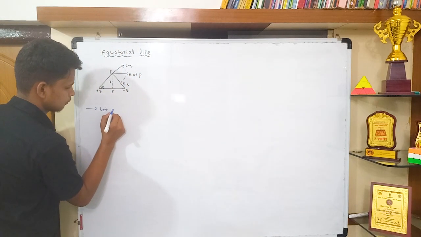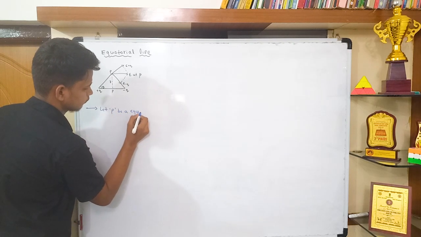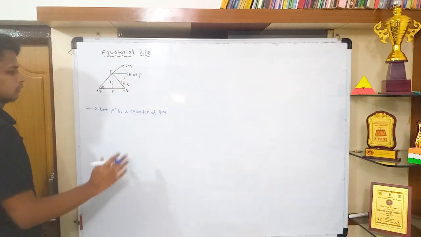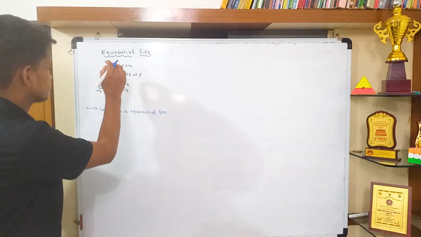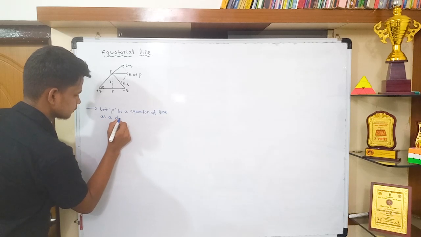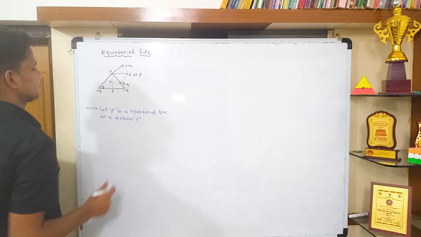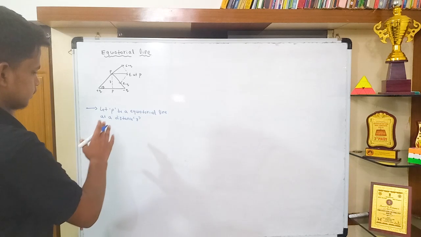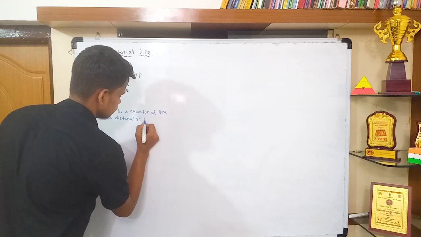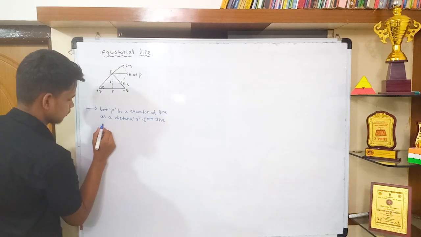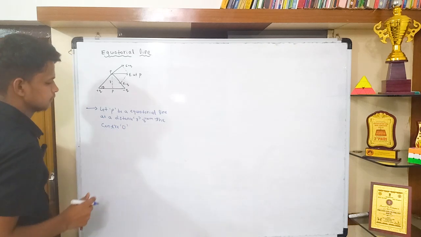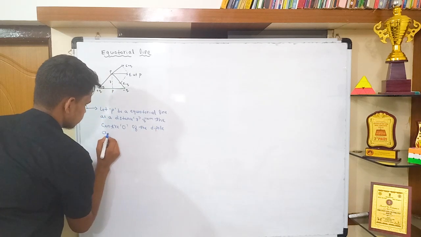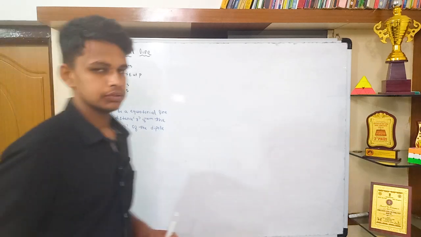Let P be a point on the equatorial line at a distance R. Here the distance we have taken is R. So at a distance R of the dipole, from the center O you can also write, of the dipole axis. After writing this much, here you have to write another consideration.